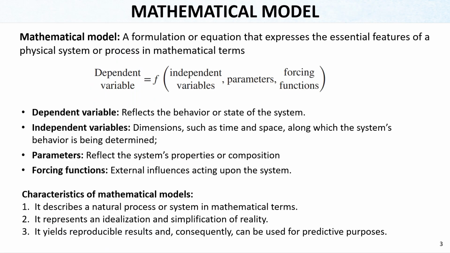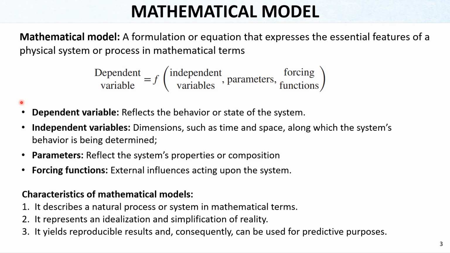Next, let's define what a mathematical model is. A mathematical model is a formulation or equation which expresses the essential features of a physical system or process in mathematical terms. You can see here a representation of the mathematical model, and the f function here represents the mathematical model, and it actually results in a dependent variable, as you can see on the left hand side, which is dependent on some variables or parameters which are shown inside the function. Independent variables, parameters, and forcing functions are the terms used in the functions or mathematical models.